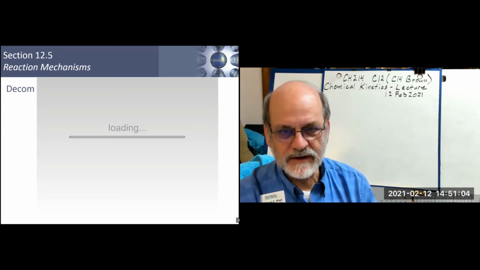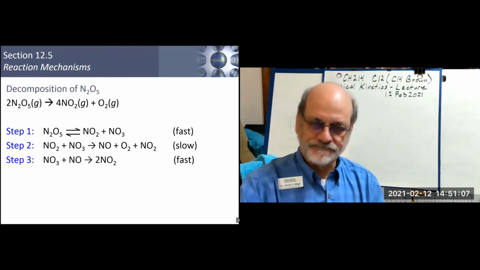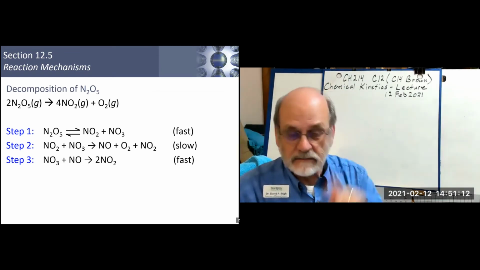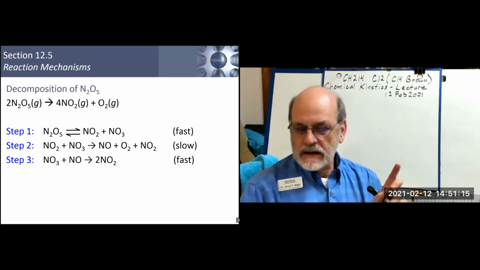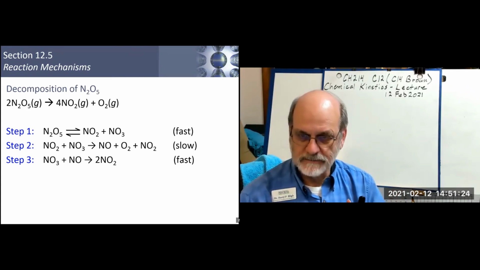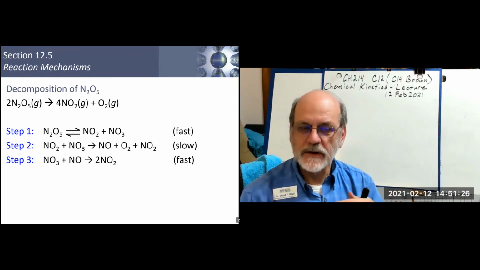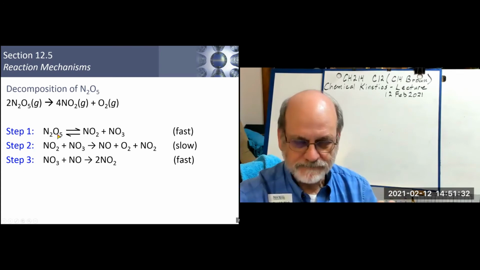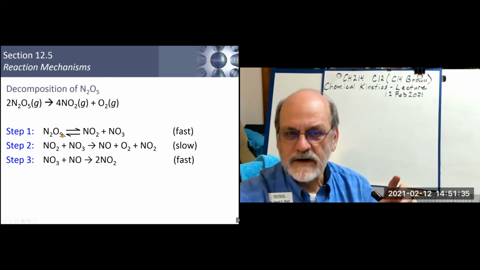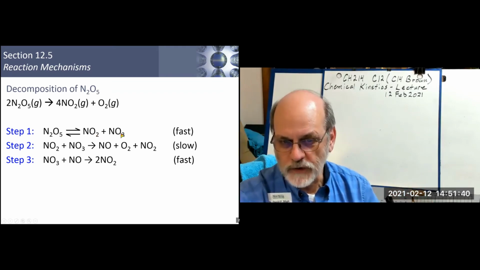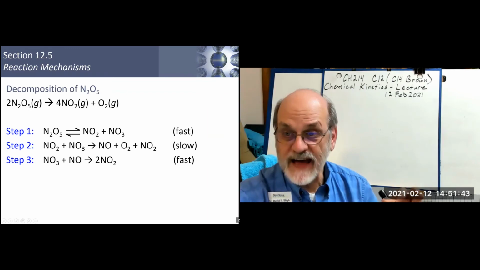All right, there's another one that I'm missing. Okay, so let's take this example. We've got this reaction where we have one reactant, right? Dinitrogen pentoxide decomposes into nitrogen dioxide and oxygen. So here's the proposed steps. Step 1, step 2, step 3. Elementary steps. First thing, N2O5 is in equilibrium with NO2 and NO3. And this is a fast reaction.